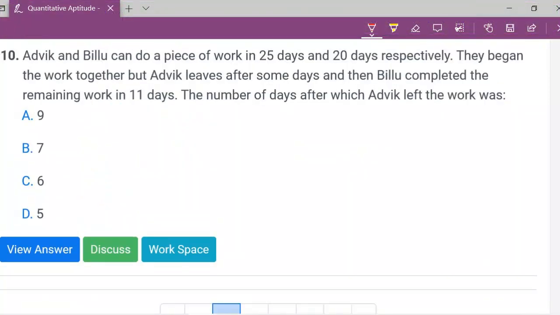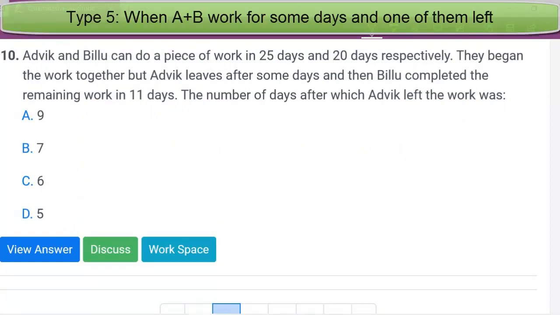Let's go to the next type of question. Here it is said, Advik and Billu can do a piece of work in 25 days and 20 days respectively. They began the work together, but Advik leaves after some days. And then Billu completed the remaining work in 11 days. Find the number of days after which Advik left the work.